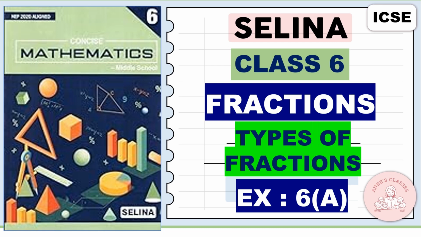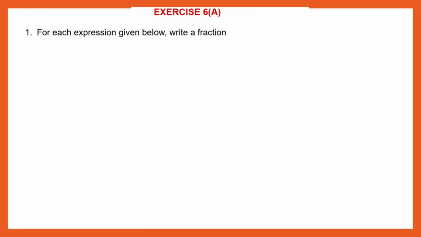Let's do fractions and types of fractions, exercise 6a. Question 1. For each expression given below, write a fraction. So the expression given to us is 2 out of 7. We're going to write a fraction. So 2 becomes our numerator and 7 is our denominator.